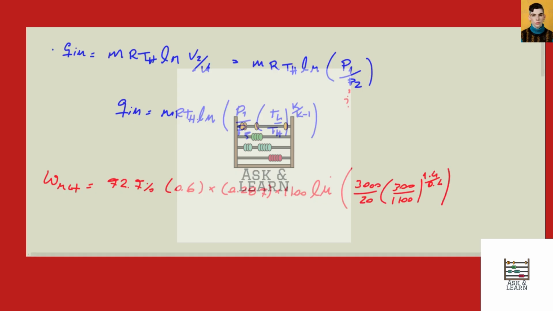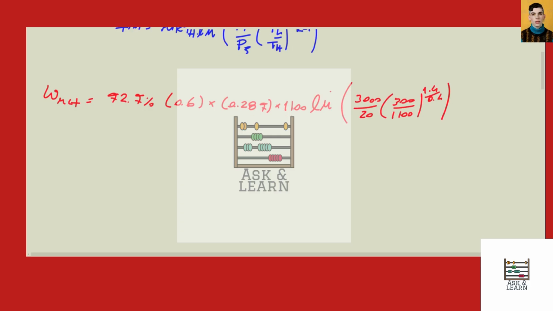Using a calculator, we discover that the net work is going to be precisely 63.8 kilojoules, which is the final answer to this problem.